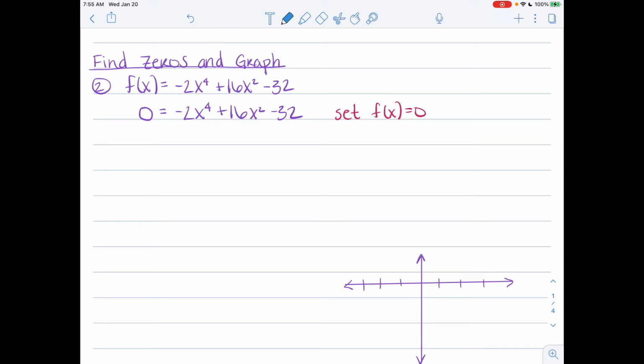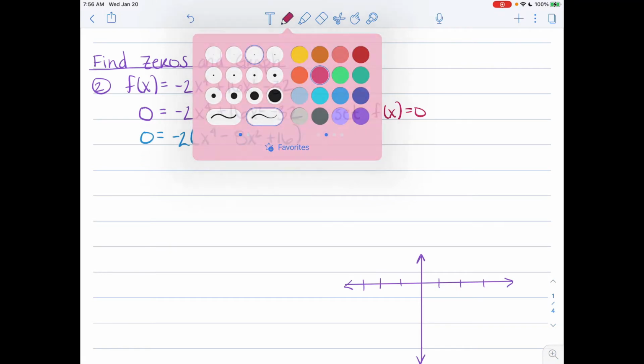I see that I can pull a 2 out as a GCF, but that's it. Or actually a negative 2, since I have a negative 2 here, and I'd like to have just a 1 in front of that x to the 4th if I can. So let's pull out a negative 2. That will leave me x to the 4th minus 8x squared plus 16. Again, I'm pulling out a negative 2, so now I have factored out a GCF.